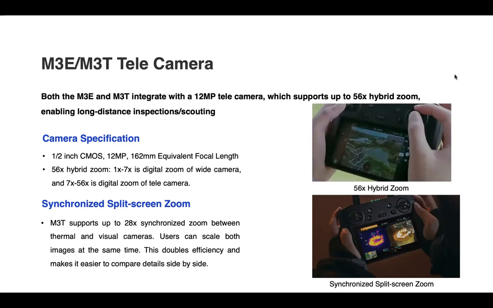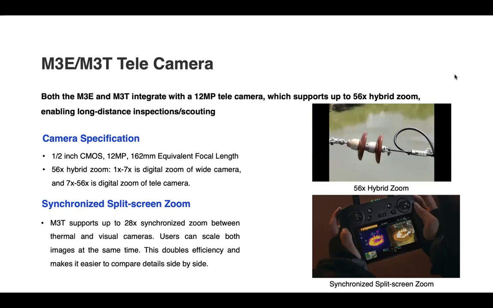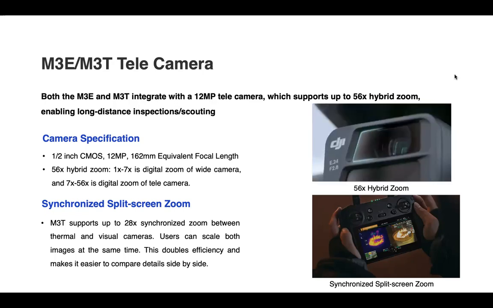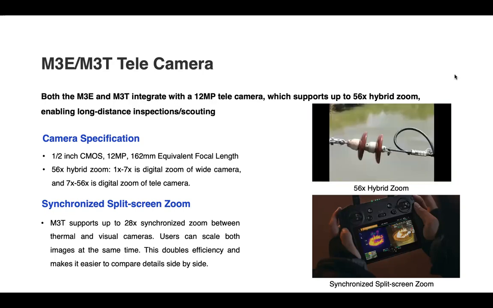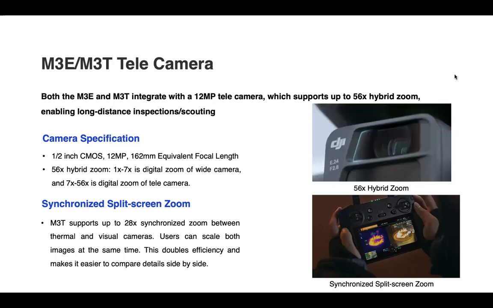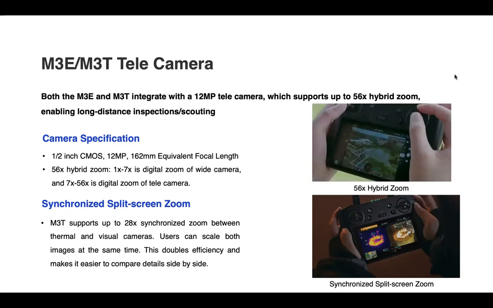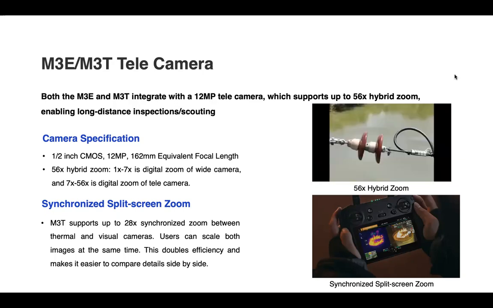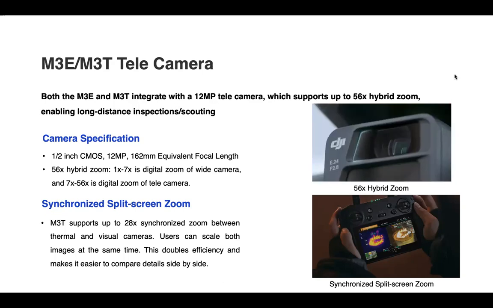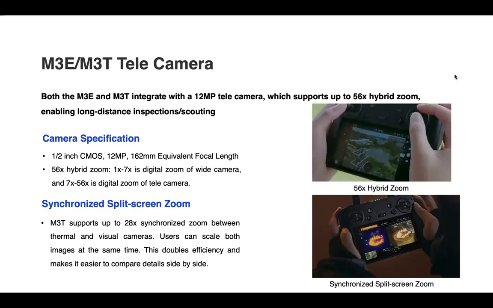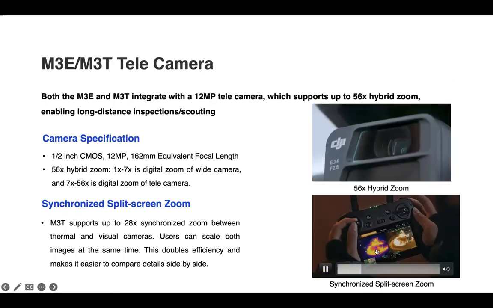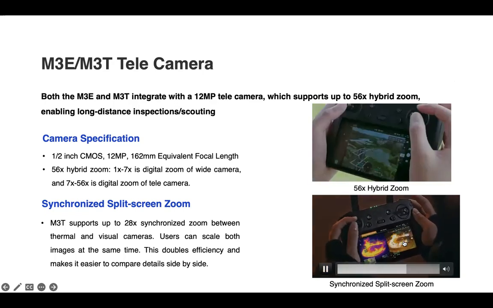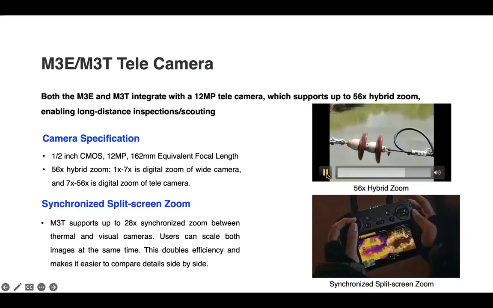With the M3T side, that tele camera syncs up with the thermal camera, so you have 28-time synchronized zoom between the thermal and the visual cameras. When you go into the zoom, you'll notice the thermal zoom starts at 2 times. So to line it up with the visual camera, you still have full thermal resolution, all the way zoomed out though. And you'll notice when you're zooming in with that synchronized split screen zoom, it's a smooth zoom from both cameras. There isn't a jump on the thermal side, so some nice work on the engineering side to make that happen.